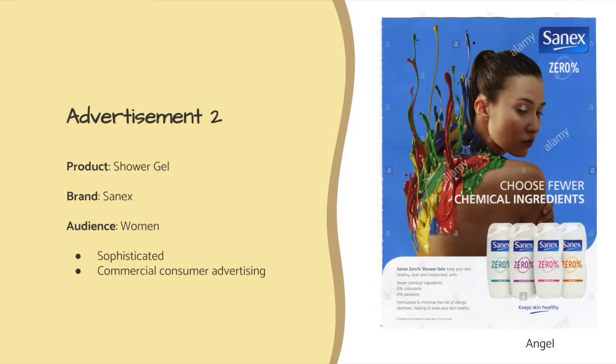Hi, this is Angel. For the second advertisement, we have a worrisome-looking woman's back facing us with colorful paint dripping on her back. We can see from this that the product focused here is shower gel. The brand is Xanax, and the target audience is women. The advertisement is considered a sophisticated commercial consumer advertising because there's a hidden message behind the portrait of the woman, which is the concerns about what she is using to shower.